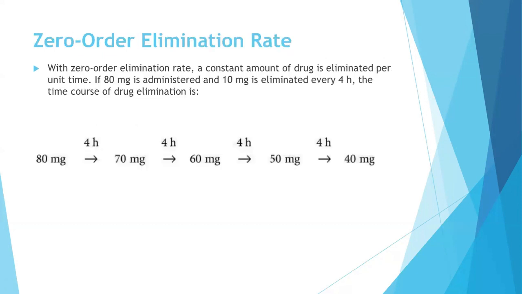Whenever we talk about T half, we talk about the zero order elimination rate. With zero order elimination, a constant amount of a drug is eliminated per unit time. For example, if 80 mg of drug is administered and 10 mg is eliminated every 4 hours, then there will be 70 mg. After 4 hours, again 10 mg is eliminated, leaving 60 mg. After 4 hours, again 50 mg, again 40 mg. Now, this 4 hours is not the T half. Okay, this 4 hours is not the T half.